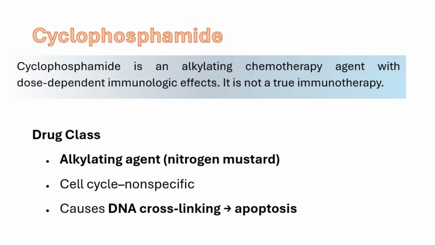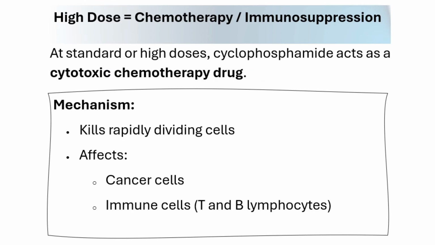Cyclophosphamide is an alkylating chemotherapy agent with dose-dependent immunologic effects. It is not a true immunotherapy. Drug class: alkylating agent. Nitrogen mustard. Cell cycle nonspecific. Causes DNA cross-linking and apoptosis. High doses are used in chemotherapy or immunosuppression.